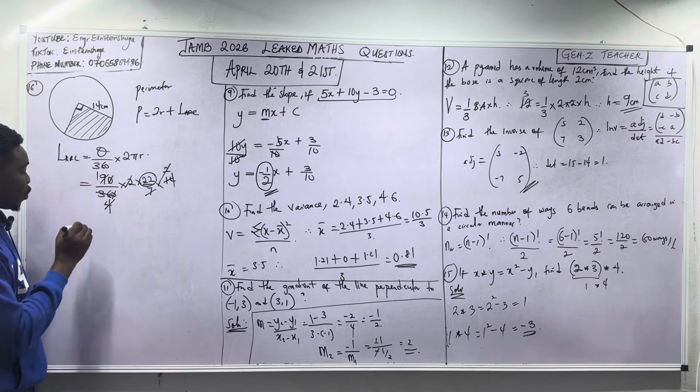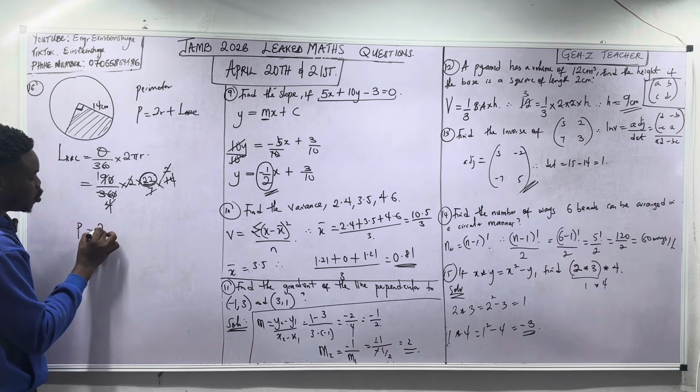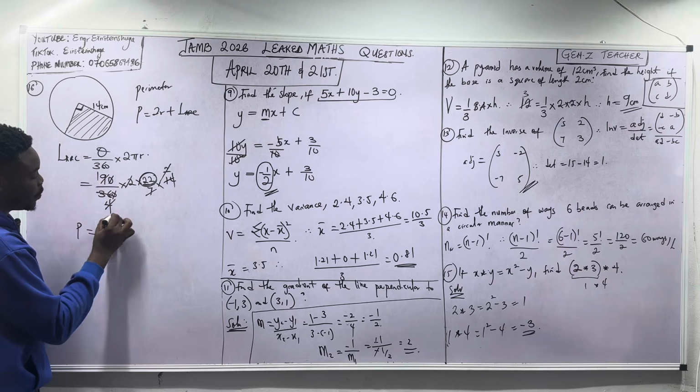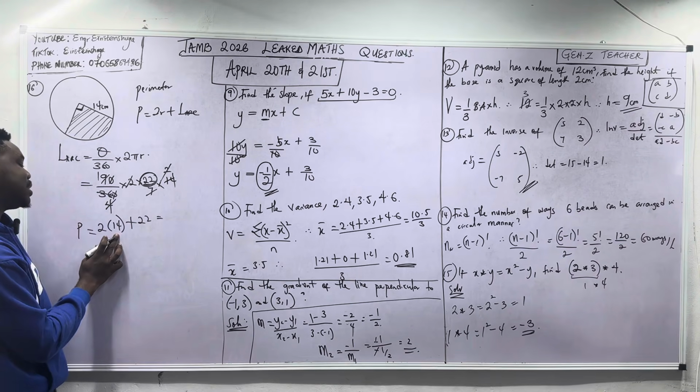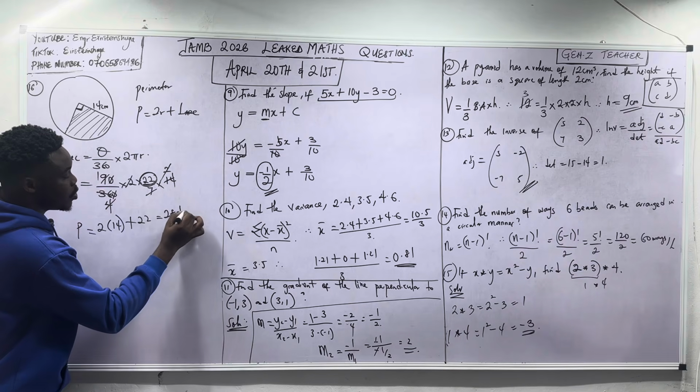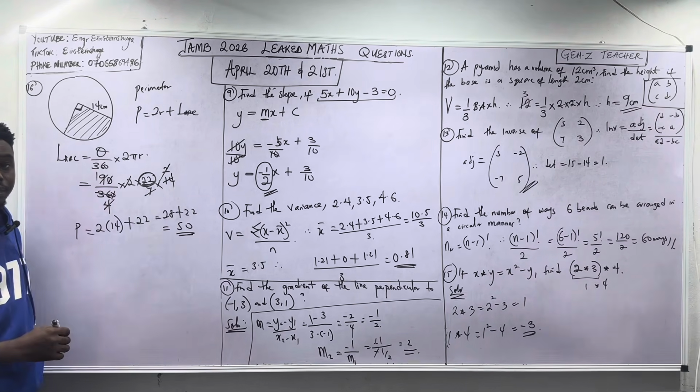Quickly, that's not the answer. Okay, so since the arc is 22, the perimeter becomes 2 times the radius, which is 14, plus 22. 2 times 14 is 28. So we have 28 plus 22, and that gives you 50 as the perimeter.